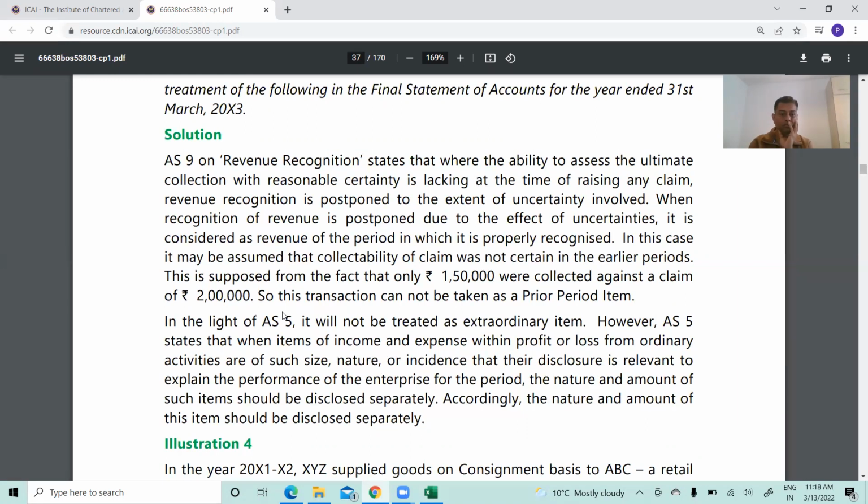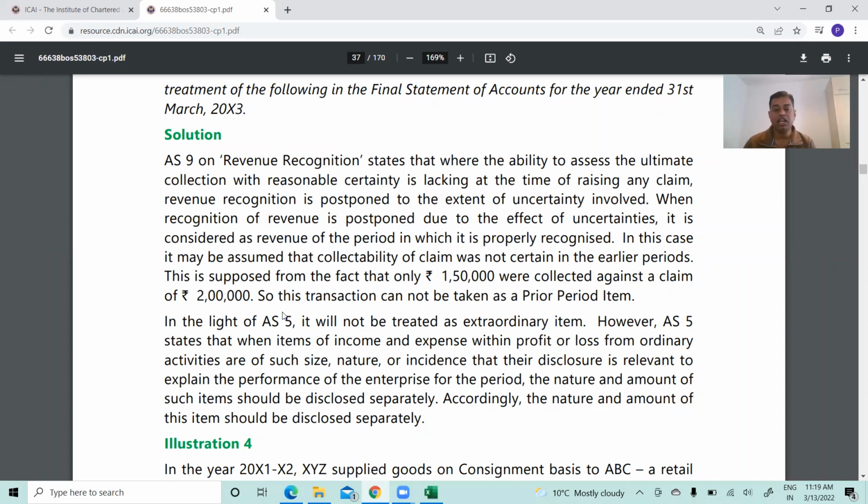In this case, it may be assumed that collectability of the claim was not certain in the earlier periods. This is supported by the fact that only rupees 1,50,000 were collected against a claim of 2 lakh. So this transaction cannot be taken as a prior period item. In the light of AS 5, it will not be treated as an extraordinary item either. But if you feel 1,50,000 is a big amount for this entity, then disclose it separately. But 1,50,000 is not a big item.